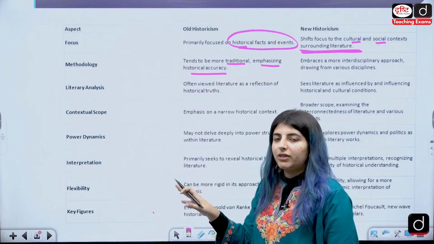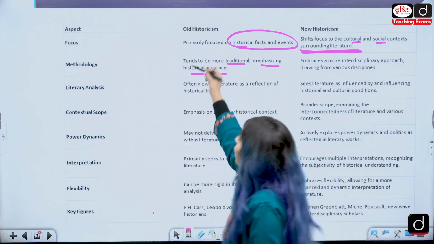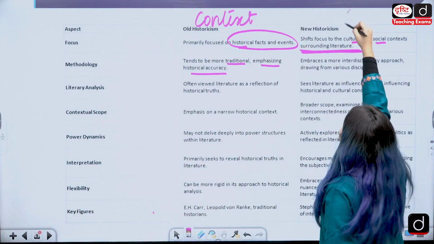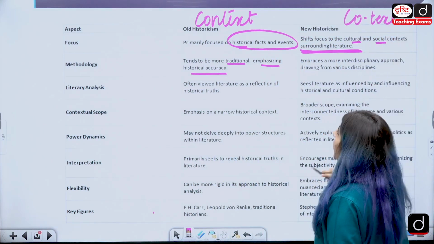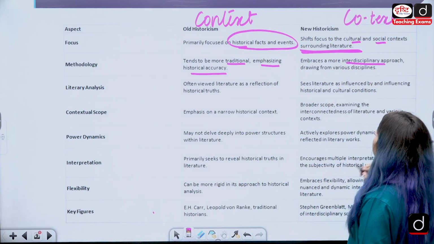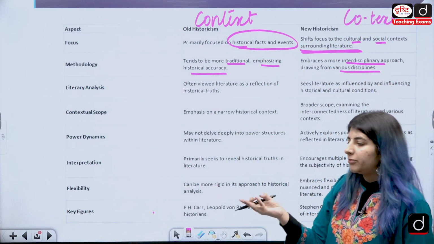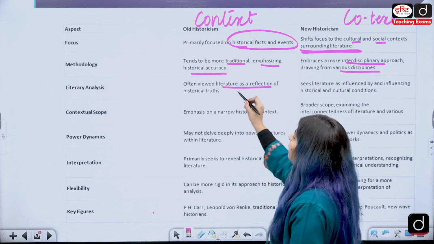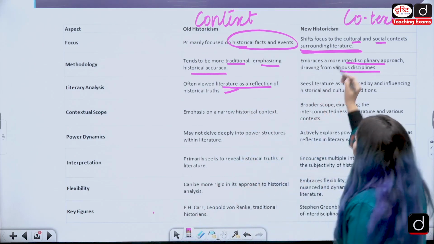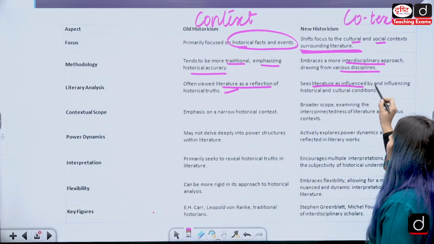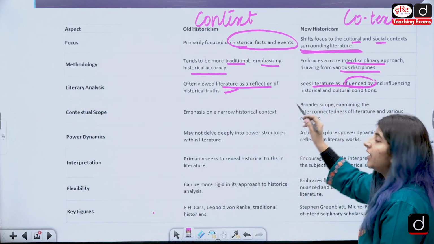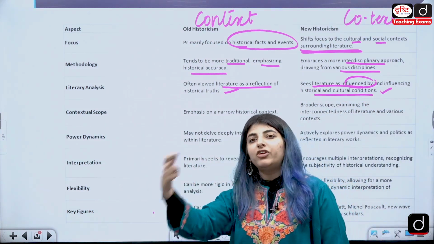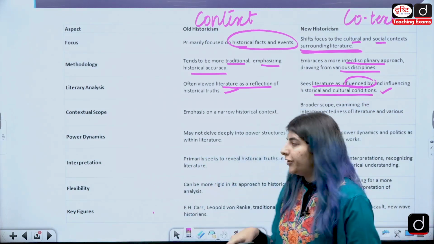So basically old historicism talks about history. It talks about context majorly. Here we will take core texts, right? New historicism embraces a more interdisciplinary approach, drawing from various disciplines. We talked about anthropology, we talked about history, we talked about cultural studies. Old historicism sees literature as a reflection of historical truths. But in new historicism, we see literature as influenced by and influencing the historical and cultural conditions. How it can make changes, how it is also changed by whatever is happening around it, right?